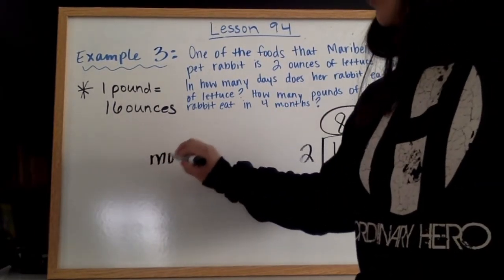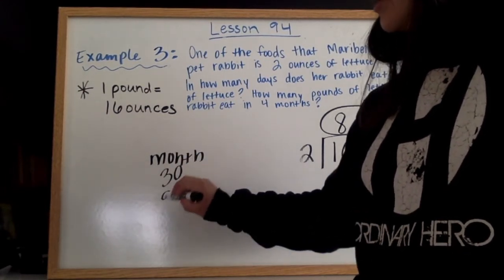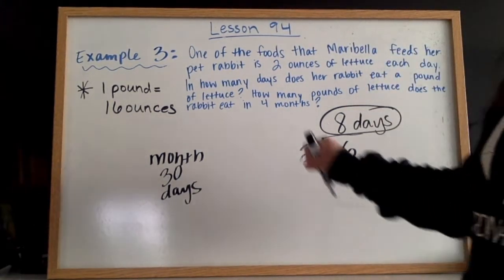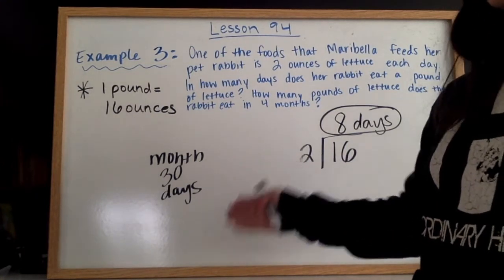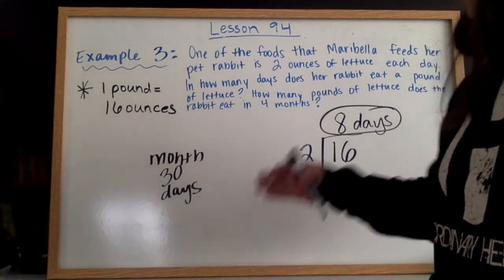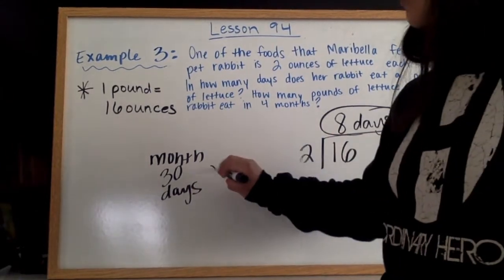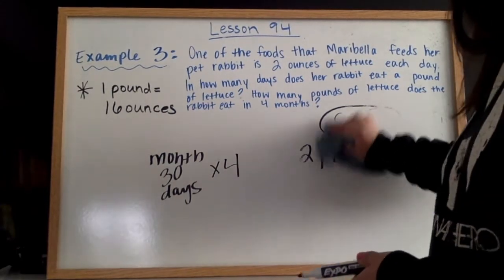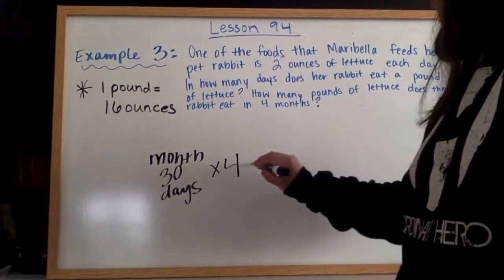So in 1 month, we'll say there's 30 days, okay? And if we have 4 months, how many days is that? Well, we take 30 and 30 and 30 and 30. So 30 4 times in a row, which I can just multiply times 4. Okay, 30 times 4 is 120.